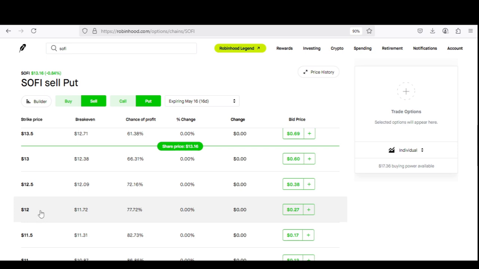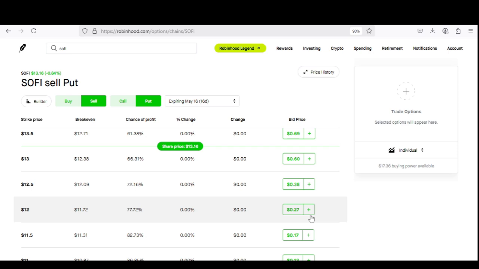Now, with May 16th, which gives us an additional couple of days, now this is 2 weeks. Our chance of profitability has gone down just a tad. It was previously 81, now it's 78. Let's just round it to 78. However, now this option is paying a lot more. It's paying $27.